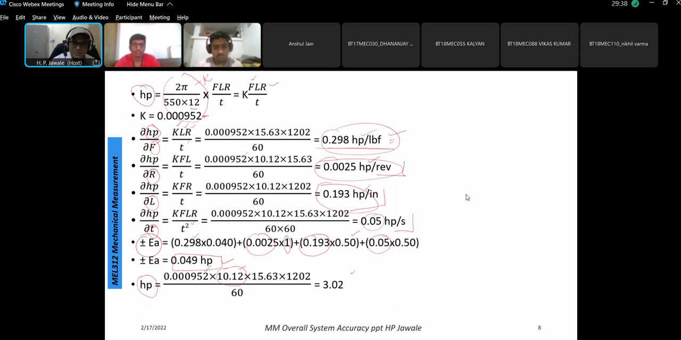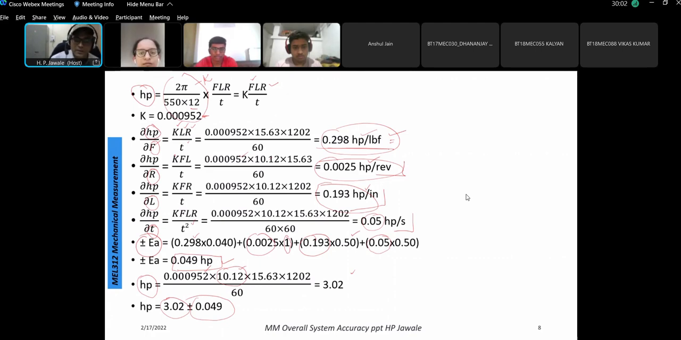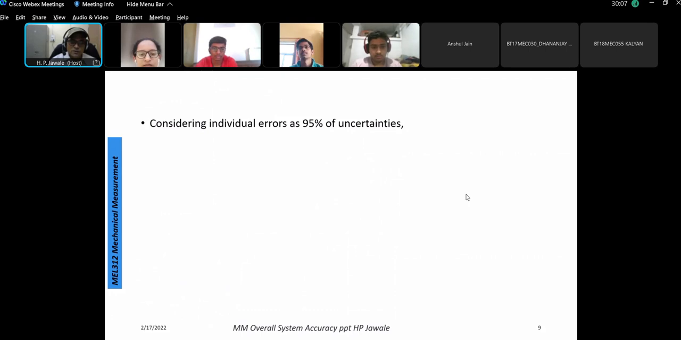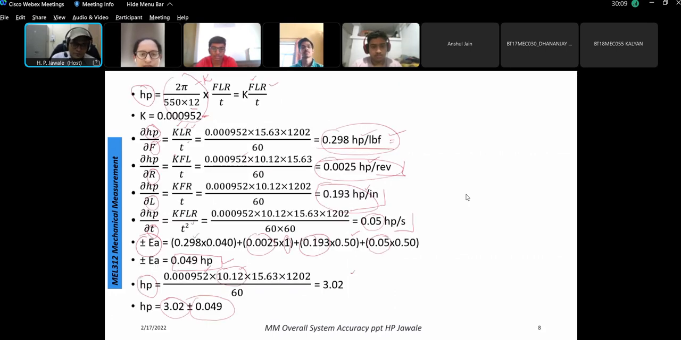Now we are interested in finding the total uncertainty that has been propagated. So the HP can now be said as 3.02 horsepower generated by the experiment setup, with an uncertainty of measurement equal to 0.049 horsepower. Right. So this is how we have calculated, or anticipated, the uncertainty that has propagated. This is a very precise measurement of the uncertainty.